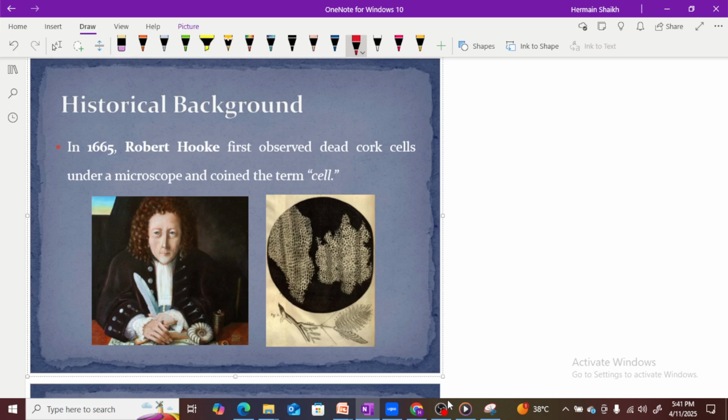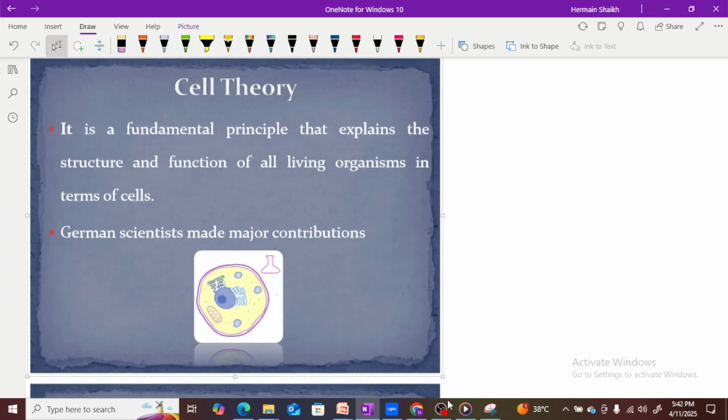Now let's see the historical background of the cell. In 1665, Robert Hooke first observed dead cork cells under a microscope and coined the term cell. Now the cell theory is a fundamental principle that explains the structure and function of all living organisms in terms of cells. German scientists made major contributions to the cell theory.